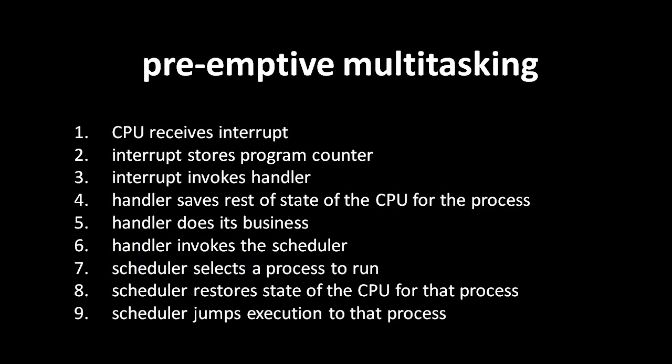First, the CPU receives some hardware interrupt, then the interrupt stores the program counter so that the interrupted code can resume later, the interrupt invokes the appropriate handler, the handler itself saves the state of the other CPU registers so that the interrupted process can be resumed later, the handler does whatever business the interrupting device needs, the handler then invokes a scheduler, and the scheduler selects a process to run. The scheduler then restores the CPU registers to the state they were in when that process was last running so that that process may continue. And finally, the scheduler jumps execution to that process.